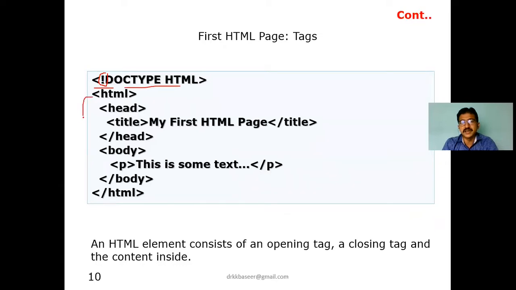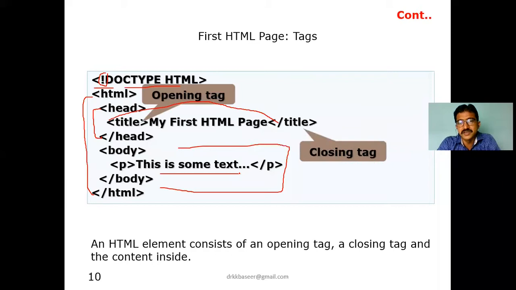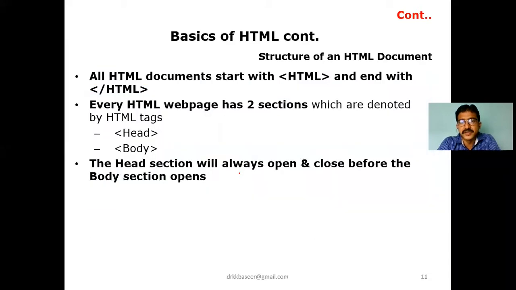It starts with the HTML opening tag and closing tag, then head, and inside the head there is a title, my first HTML page. After that there is a body. In the body, one tag I am using is called paragraph. This is some text displayed as a paragraph. How does the paragraph start? It starts with one space at the beginning of the line, and then the paragraph. So this is called the opening tag, and this is called the closing tag.